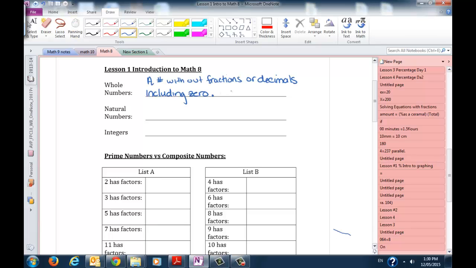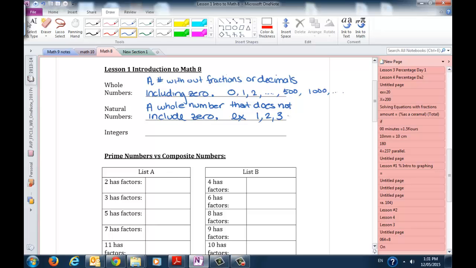And some examples would be 0, 1, 2, could go 500, 1,000, etc. All right, the definition for natural number. So a natural number is a whole number, except it does not include 0. So some examples are 1, 2, 3, 5,000, or 500, and 1,000.